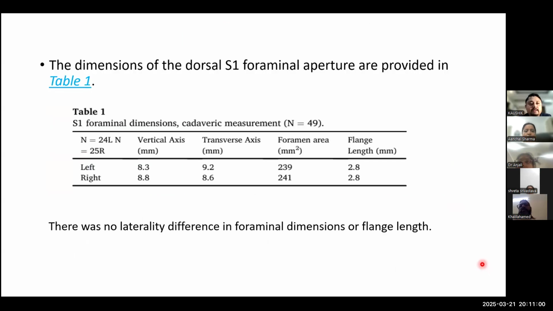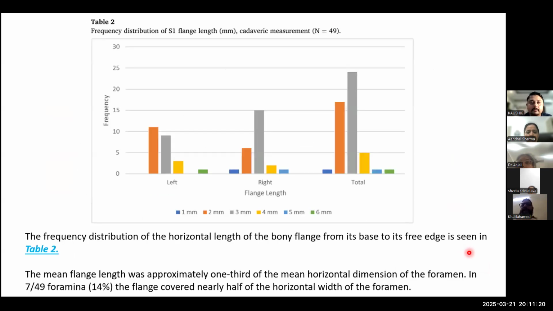Next, from the images, the dimensions of the dorsal S1 foramina were taken and have been provided in this table, and there was found to be no laterality difference in the foraminal dimensions or flange length in terms of the individual foramina on both sides of a single specimen.